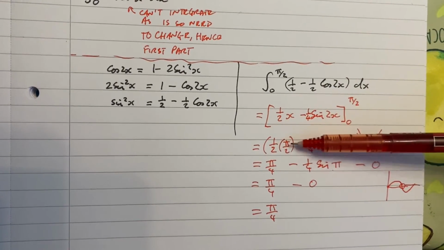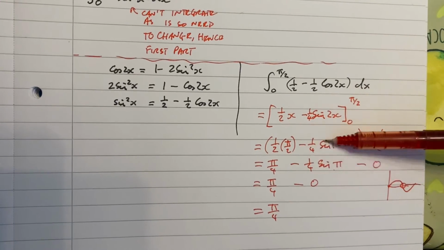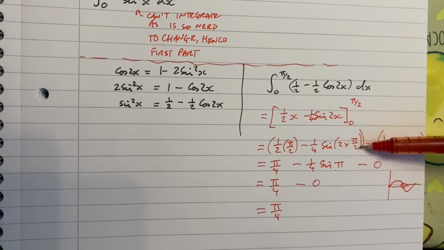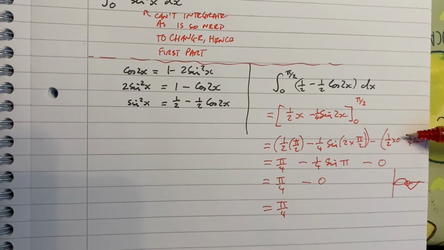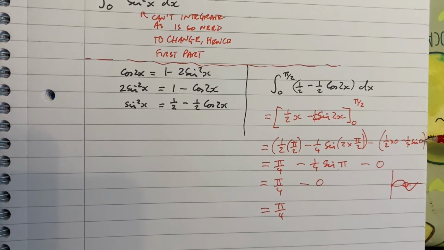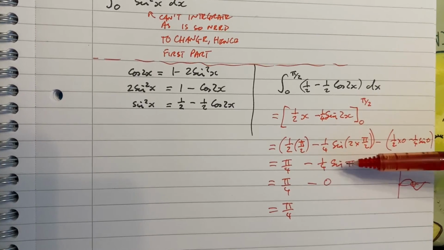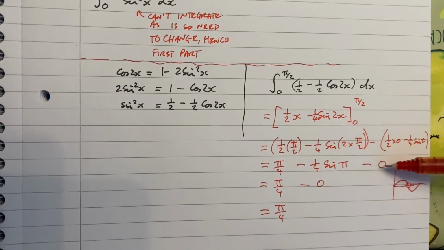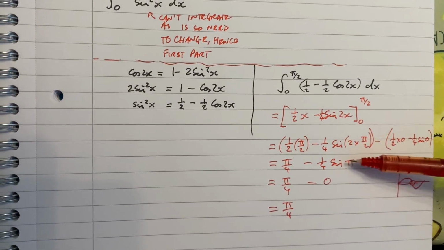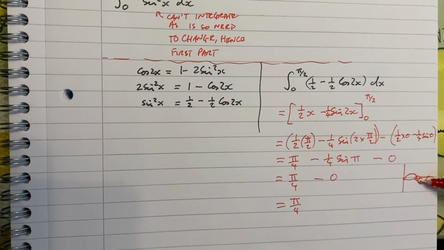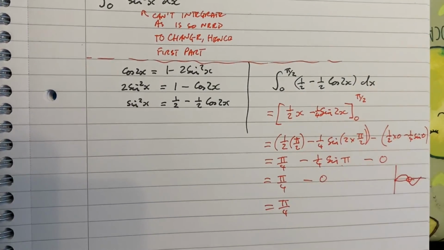So it's a half of pi over 2 minus a quarter of sine of 2 lots of pi over 2, minus, a half of 0 minus a quarter of sine of 0. So that's pi over 4 minus a quarter of sine pi, minus 0, that's the second bracket 0. Sine pi or sine 180 is 0, so your answer is just pi over 4.